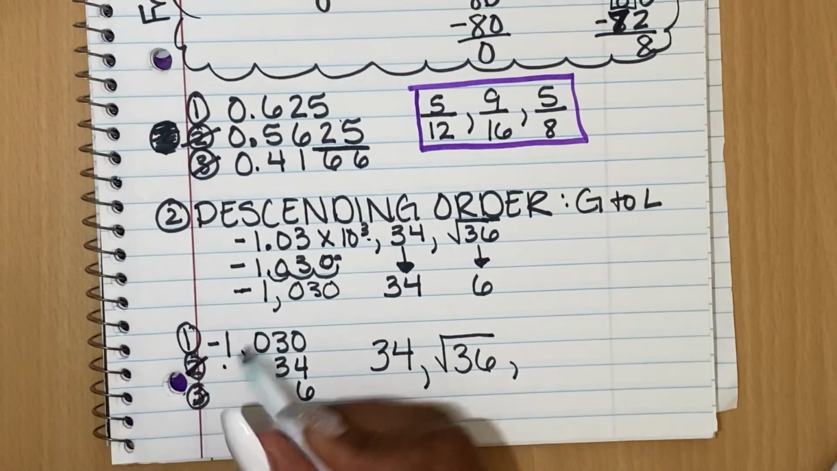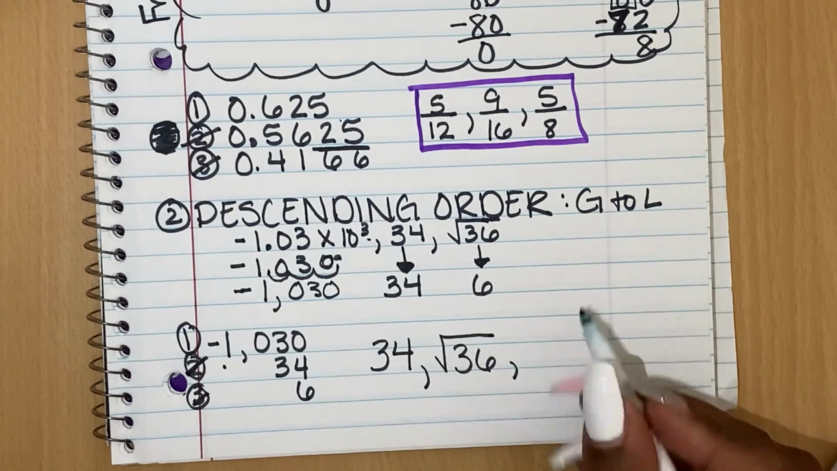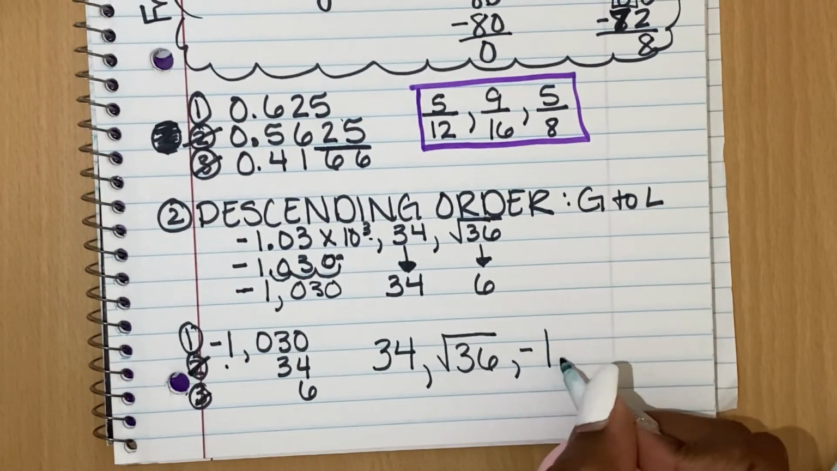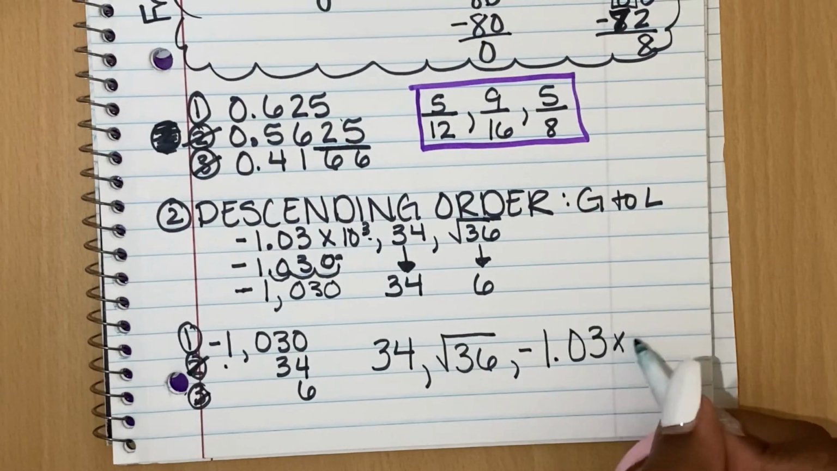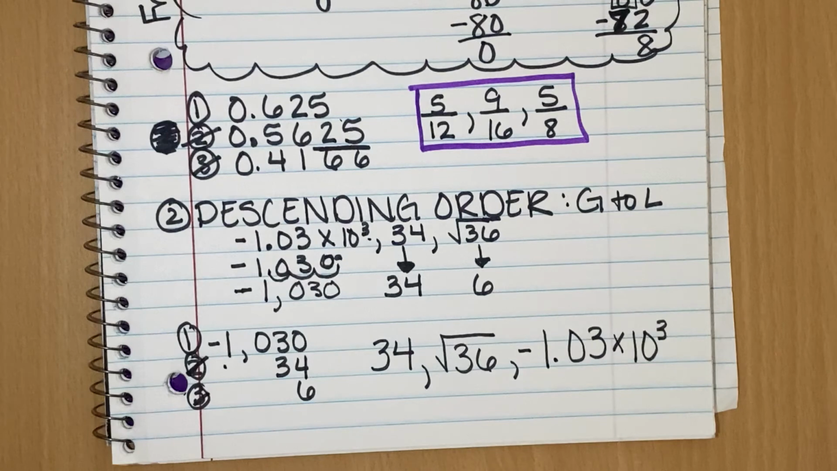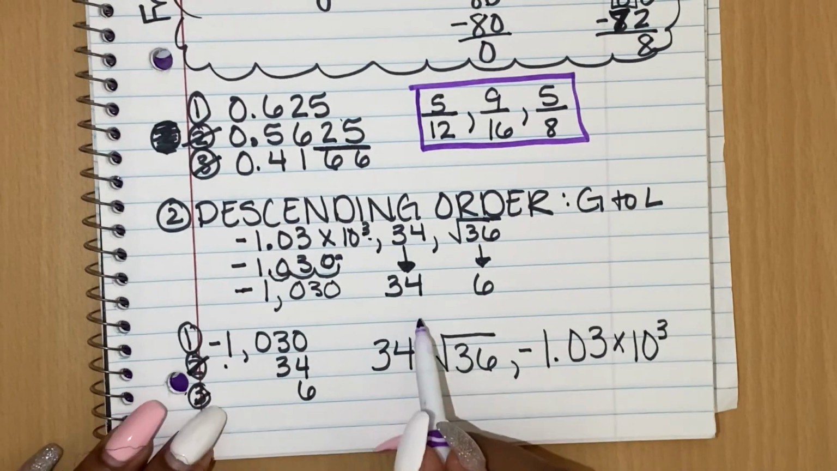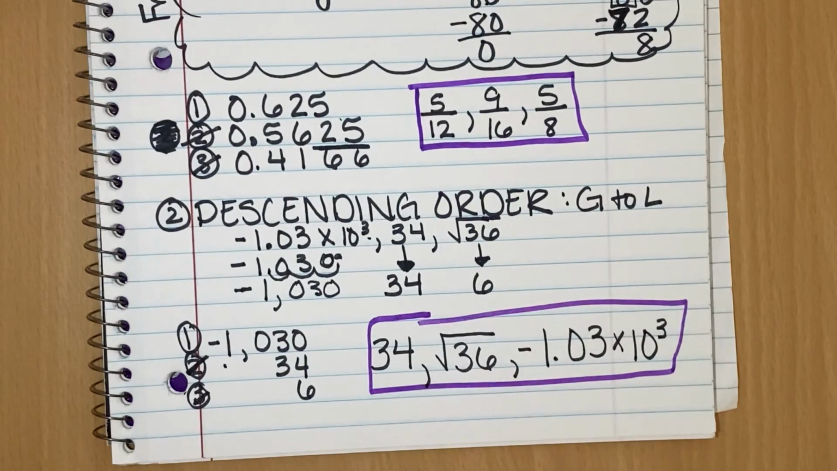And the last number, negative 1,030, is what we're going to write last. But it didn't start out as that. It started out as negative 1.03 times 10 to the third power. That's us ordering these numbers from greatest to least. That's our answer. We are finished ordering and comparing real numbers, and we are finished with Unit 1.